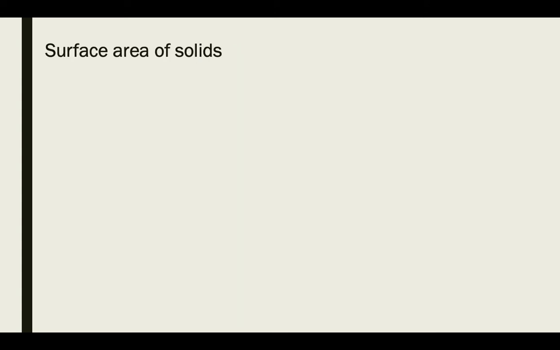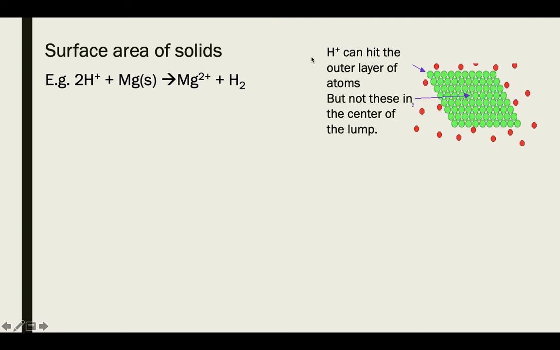So let's look at surface area. For example, if we put magnesium solid into an acidic solution, it will react and produce hydrogen gas. So if our magnesium particle, represented here in green, is large, you can see that only the atoms on the surface can be in contact, can be in collision with the hydrogen cations around it. So all those atoms in the center of the lump remain intact. So they cannot have collisions at all.